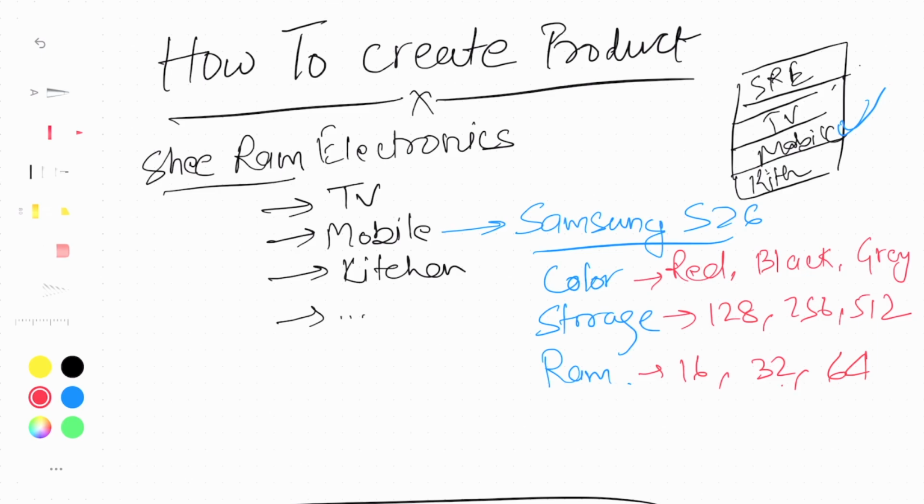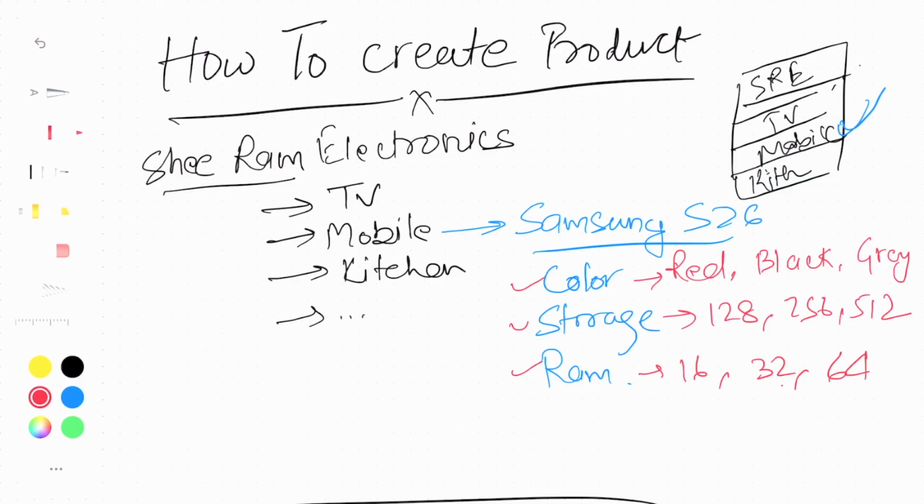We have an electronics store that has a mobile section. In the mobile section we have a Samsung S26 Ultra, and similarly many other phones. For each phone we have different attributes, and in those attributes we have different values. Based on this configuration, let's implement the same. We will go from bottom to top: first we create the attribute values, then the product, then mobile, then Sri Ram Electronics. We will go in that direction, and thereafter we will create a quote.